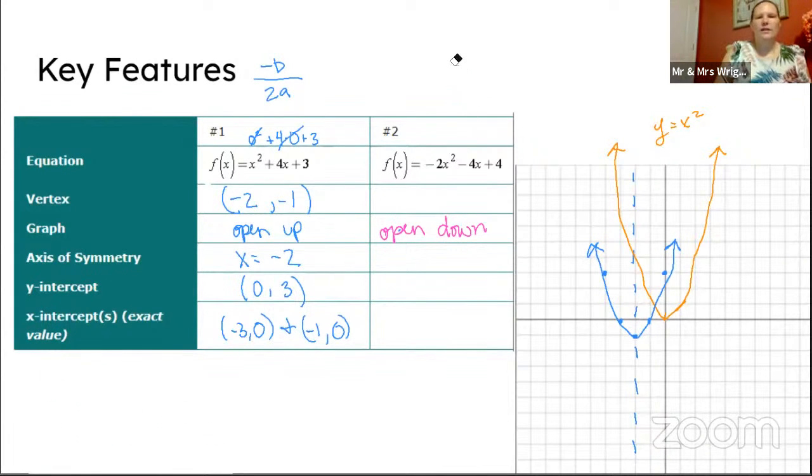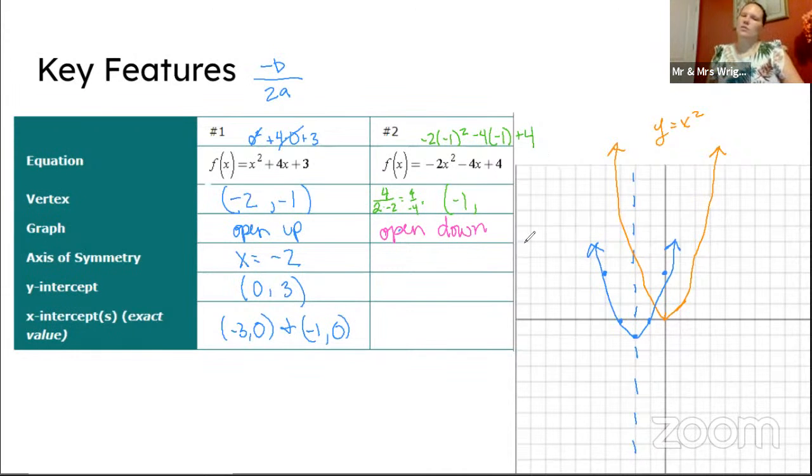All right, welcome back. Let's do it in green this time. So what is the vertex? -b. So -4 is our b, so the opposite of that is going to be 4 over 2a. So 2 times -2. So 4 over -4 is -1. So -1 is our x value for the vertex, right? Then let's plug that in and see what we get. So -2 times -1 squared minus 4 times -1 plus 4.